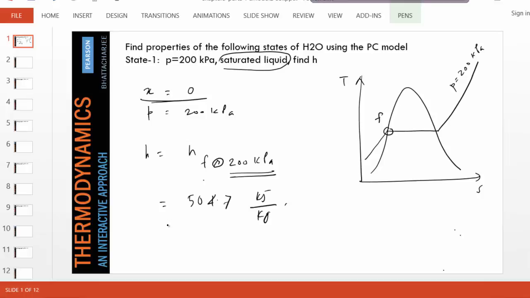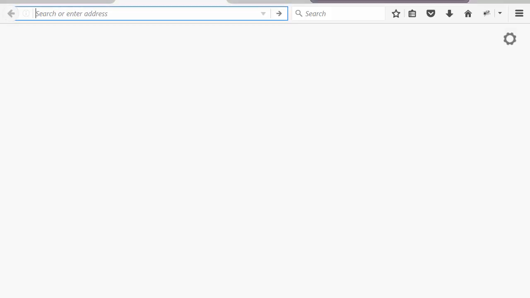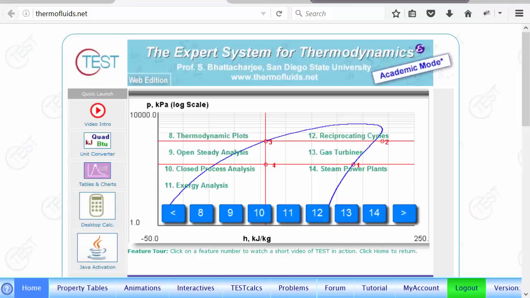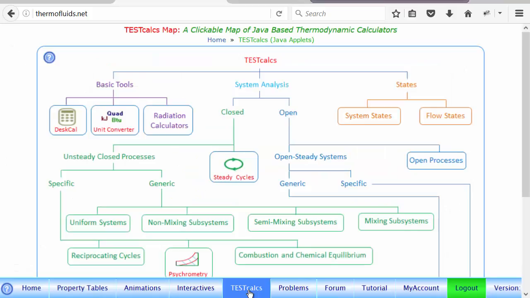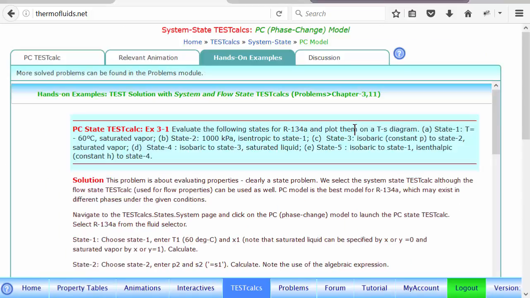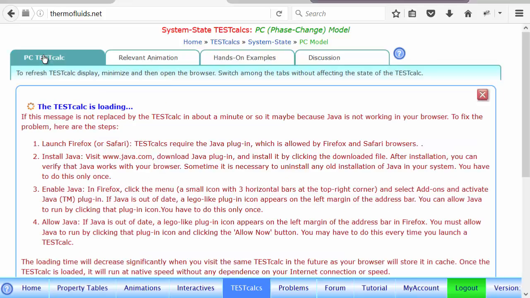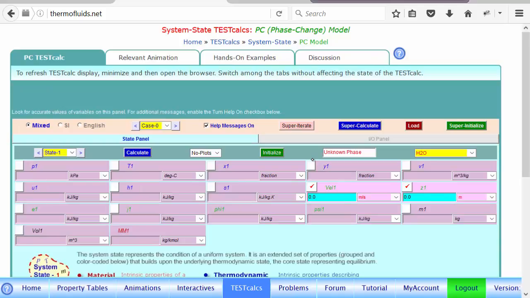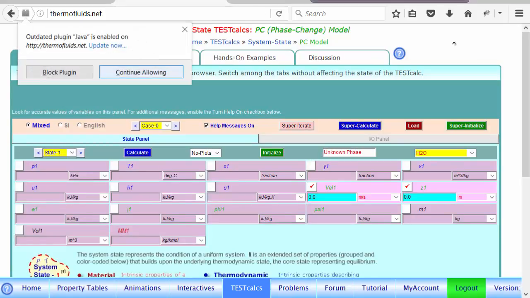Very simple problem, but let's still go and verify this. So how do we verify? For that we go to a new tab and launch thermofluids.net again, the TEST software, and then go to the TEST calc tab, system state and PC model. To launch the TEST calc, you have to go to this tab and click run, and if that run doesn't show up, you have to click here to make sure Java is allowed.